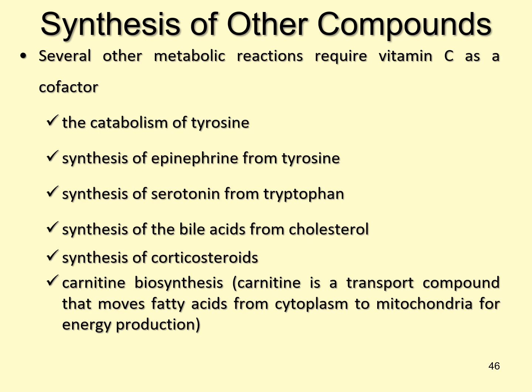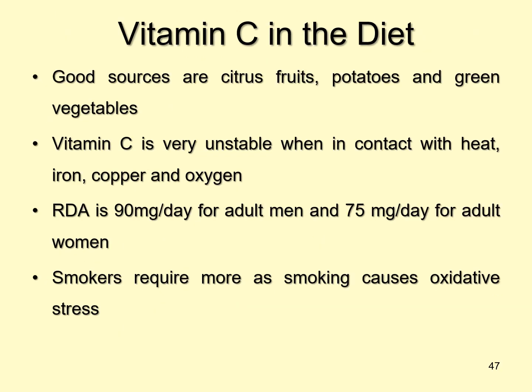Vitamin C. So the good sources of vitamin C in diets are citrus fruits, potatoes, and green vegetables. And vitamin C is very unstable when in contact with heat, iron, copper, and oxygen. The recommended daily amount is almost 90 milligrams per day for adult men and 75 milligrams per day for adult women. Smokers can require more, as smoking causes oxidative stress.